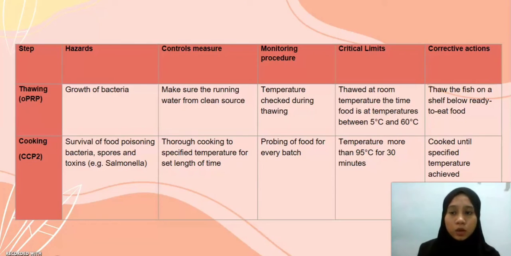There are 2 steps which are considered to be CCP or OPRP. Thawing is considered to be OPRP because it can be controlled, and the possible hazard is growth of bacteria. The control measure is to make sure the running water is from a clean source. The monitoring procedure is temperature check during the thawing, and the critical limit is to thaw at room temperature.